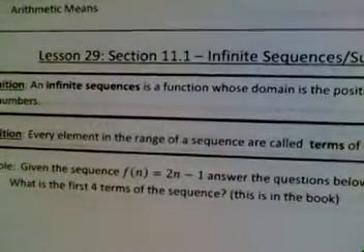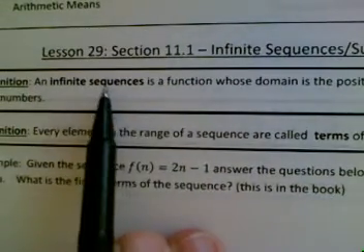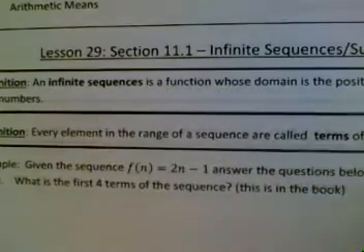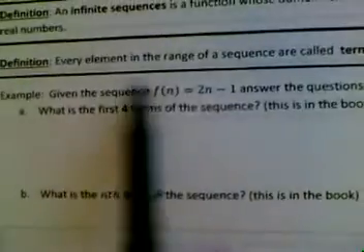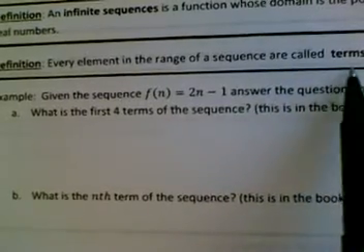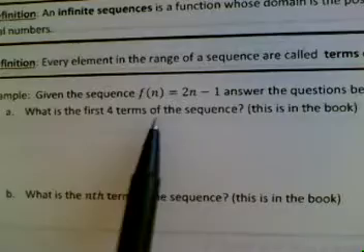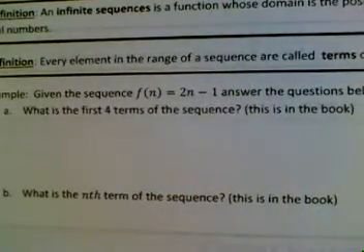Now, what's important about the sequence is that it's a list of numbers. It's one after another. Every element in the range of a sequence is called a term. So, this notation that's written here, I don't like it. We're going to go through it, but I'm going to do it in a different way.